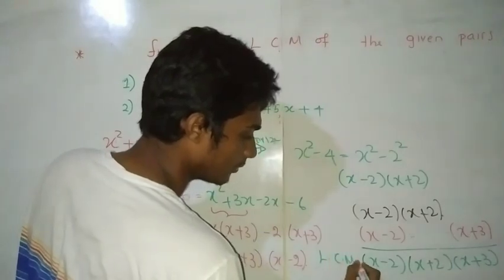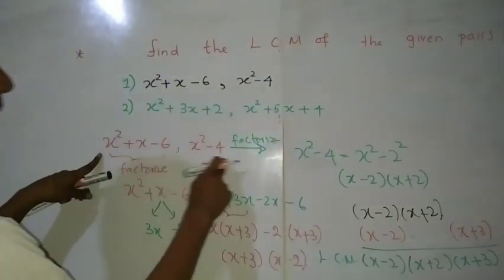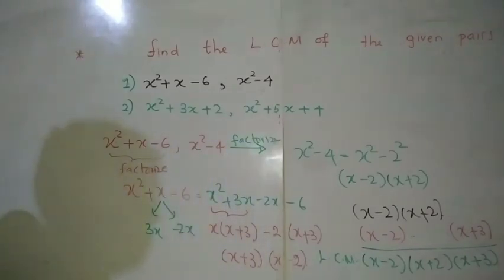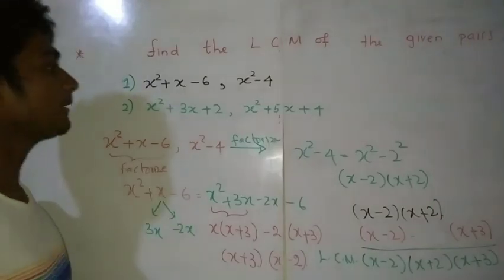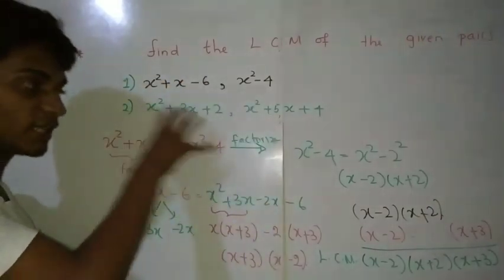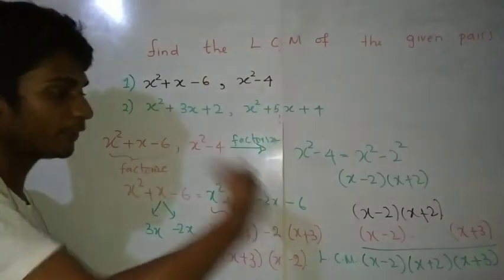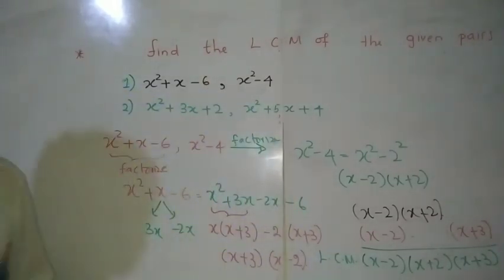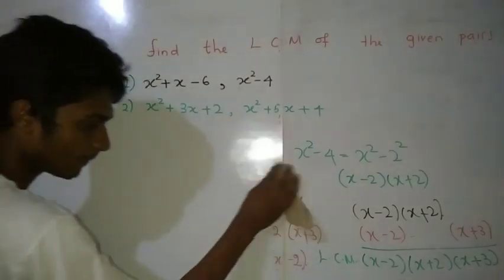This is the LCM of what? X squared plus x minus 6 and x squared minus 4. Alright, so this is the idea of LCM, right? Now we will move on to the second problem. If you want the notes, just pause the video and copy them down. Cool. Now let me look at the second problem. So let me erase this.